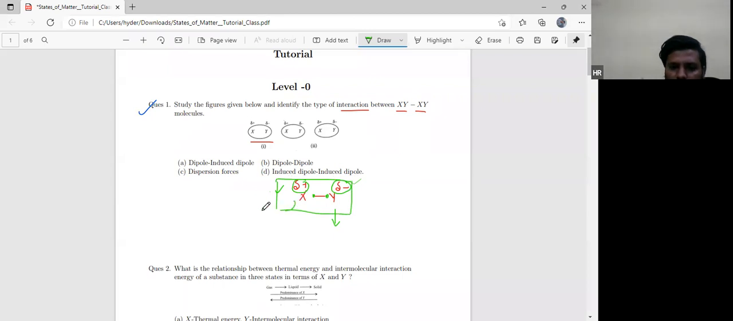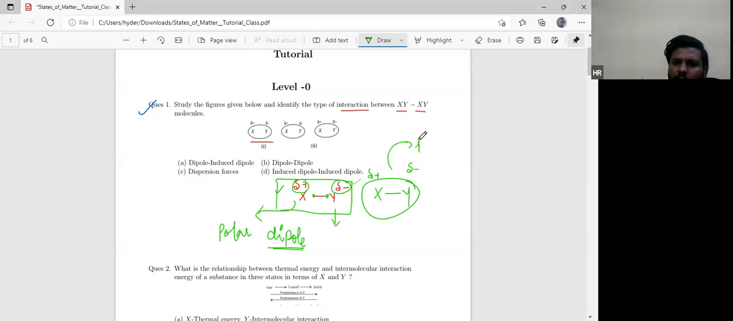That means this molecule is basically polar, or you can say that there is a dipole in this molecule. Very good, Aisha. And again, XY is given. This is also polar because delta negative and delta positive are given. That means a polar molecule, and polar molecules are called dipoles. So the interaction between these two, positive, negative, positive, negative, will be dipole, because both the XY molecules have dipoles, so it is dipole interaction.